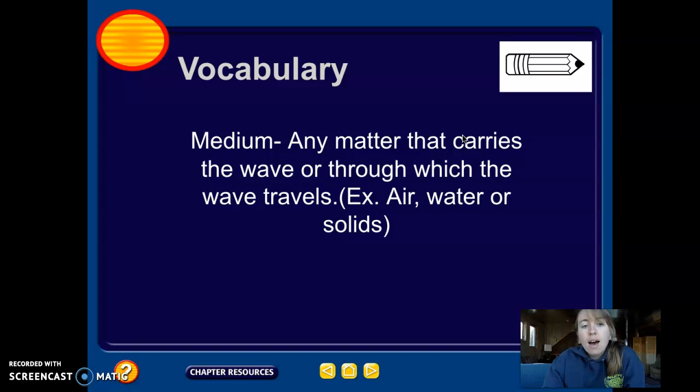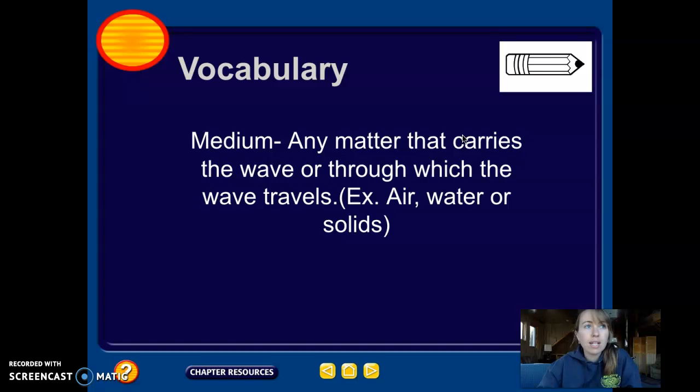Vocabulary. The first vocabulary word is medium, and medium is any matter that carries a wave or through which a wave travels. So you can think about air, water, solids, basically anything through which a wave can travel.